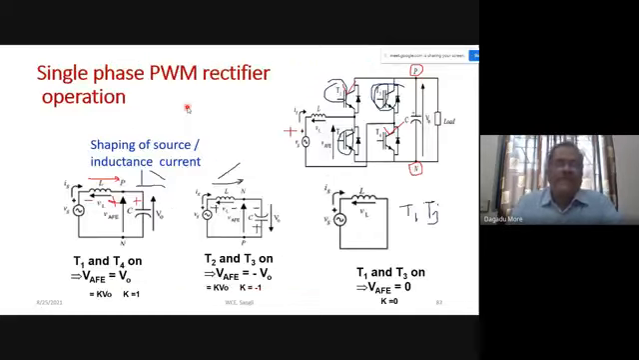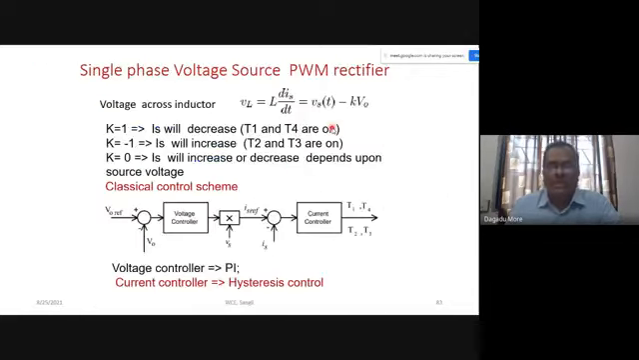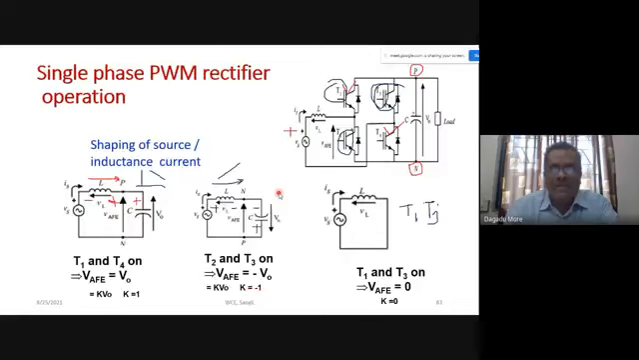And this inductor current, whatever this inductor current is, is nothing but the source current. So we control the source current. Now let us go for a closed loop control. What we discussed very earlier is that we have to have a closed loop control.